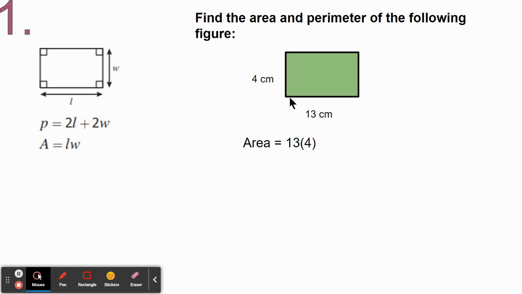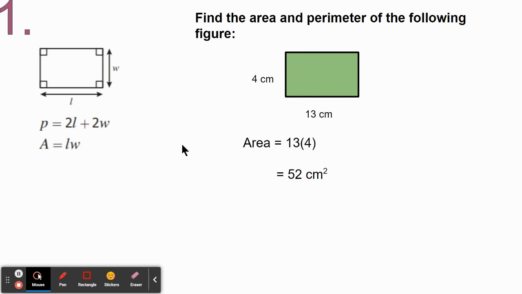So all we have to do is multiply 13 times 4. So area equals 13 times 4, which is 52 centimeters squared. Now, because we multiplied these two, it's square centimeters. So we could fit 52 little square centimeters inside of this rectangle.